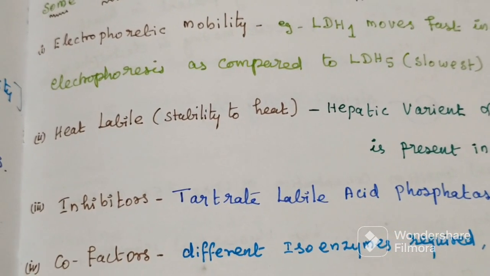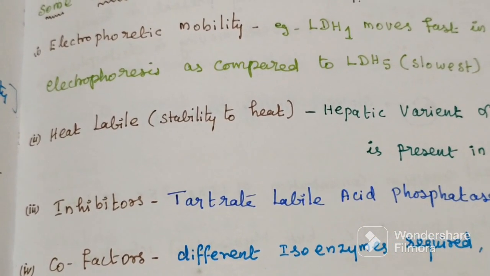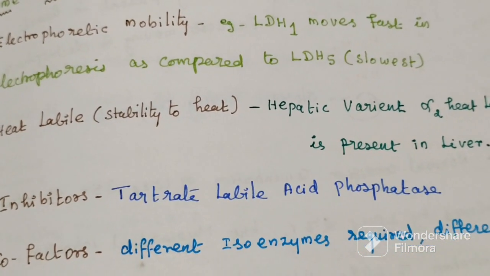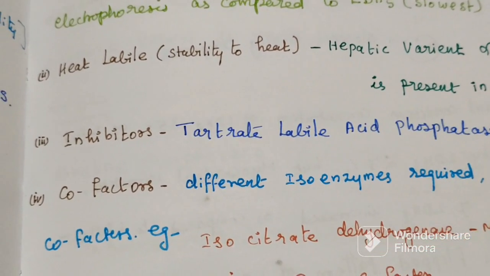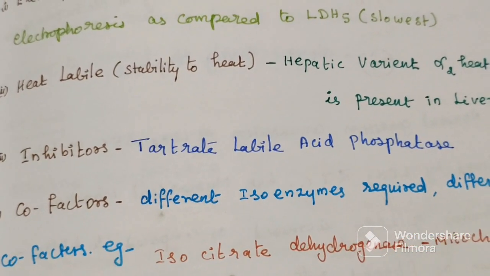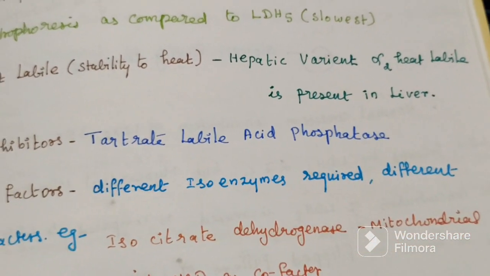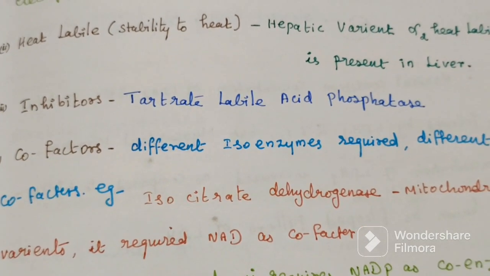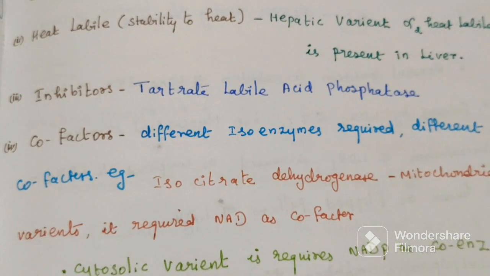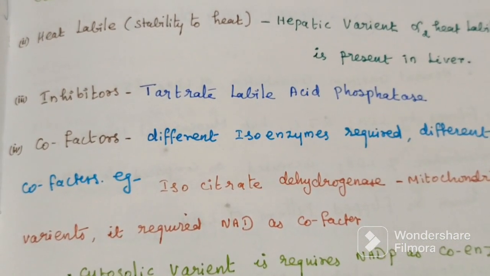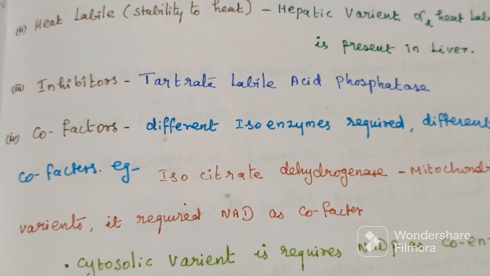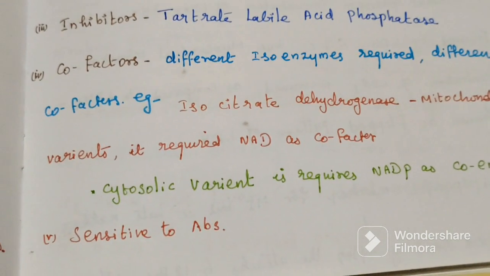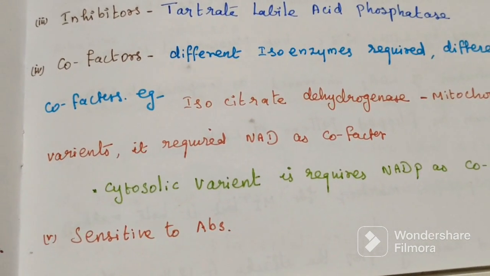Third one is various inhibitors. Tartrate labile acid phosphatase. Then fourth one is cofactors. Different isoenzymes require different cofactors. For example, isocitrate dehydrogenase, the mitochondrial variant requires NAD as a cofactor, while the cytosolic variant requires NADP as a coenzyme. Fifth one is sensitivity to antibodies.